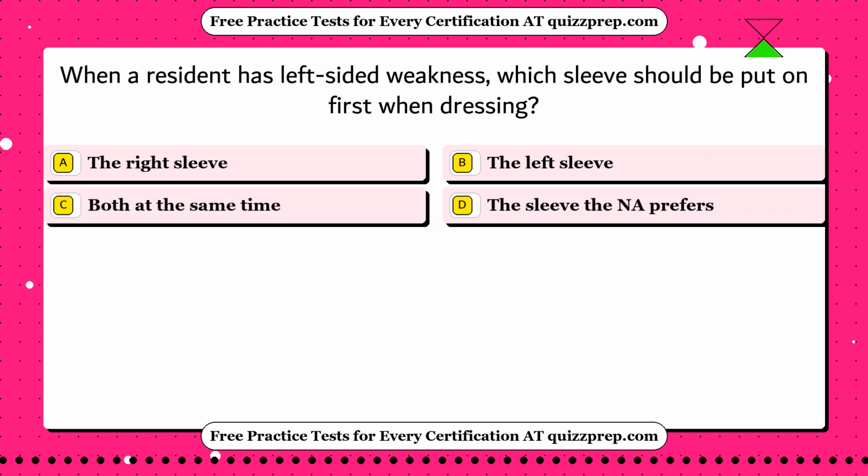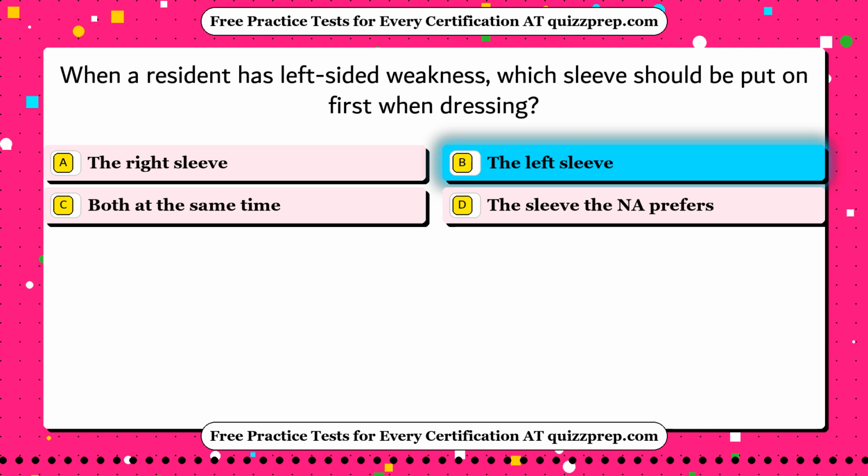Question 38. When a resident has left-sided weakness, which sleeve should be put on first when dressing? Option A, the right sleeve. Option B, the left sleeve. Option C, both at the same time. Option D, the sleeve the NNAAP prefers.